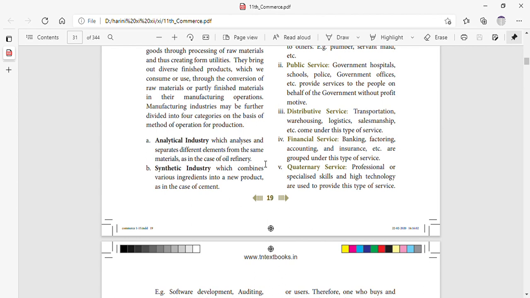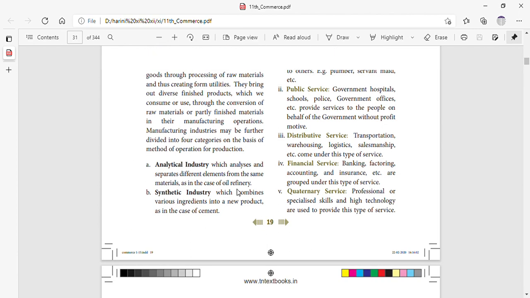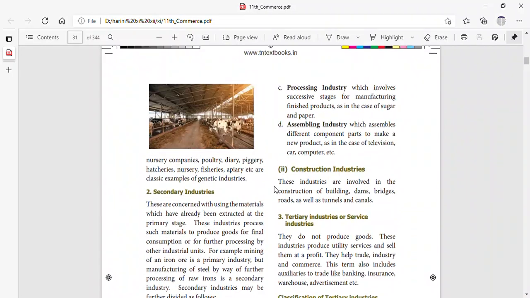Synthetic industry, in which two ingredients are mixed to form a new product. For example, cement. In cement, they combine many materials and the temperature is increased to very high levels. After that you get cement. So it is a synthetic industry. Processing industry. They process. Examples are sugar, paper. The last one is assembling unit. In an assembling unit, they don't manufacture but they join all the parts. For example, you take a Hyundai car showroom.